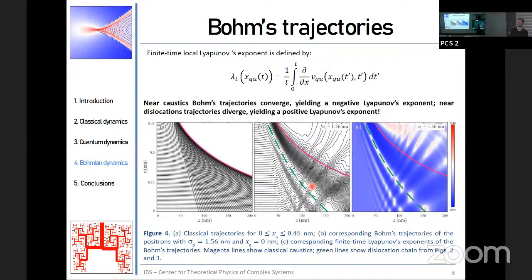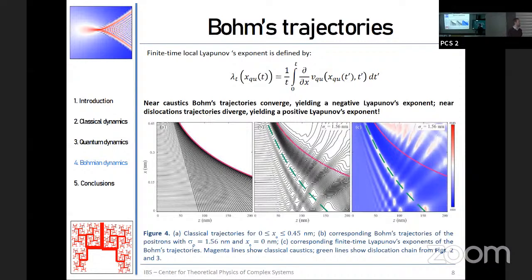So what is interesting here is the classical caustic line. You see that it's like a border there. Bohm trajectories are accumulating in this region here, but also there are some regions, you see, where they are running away from. And when you plot this line connecting this location chain, well, it fits perfectly. So then we analyzed how to describe, to quantify this behavior.